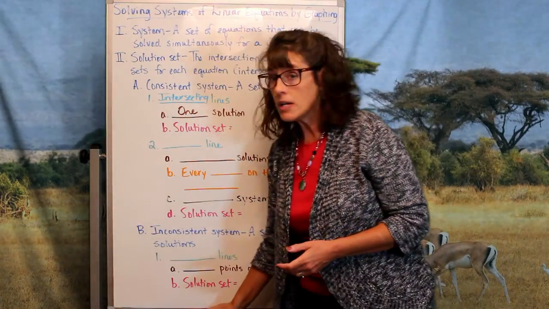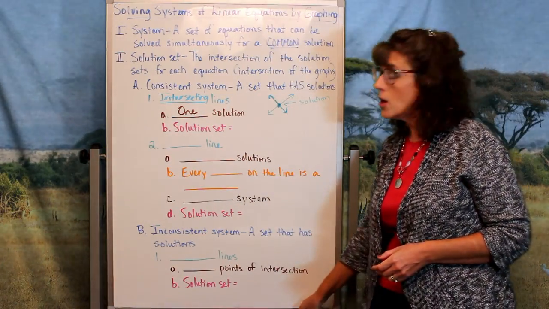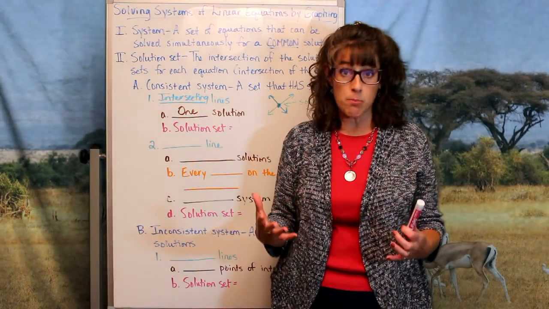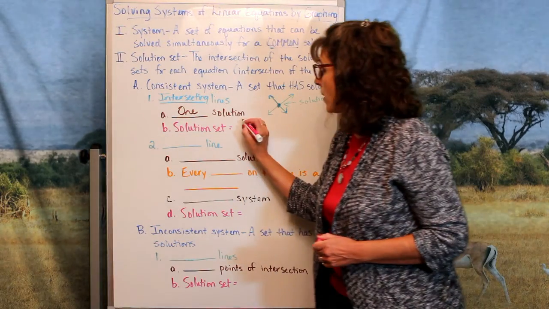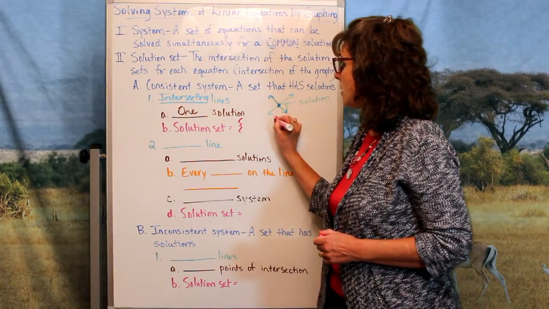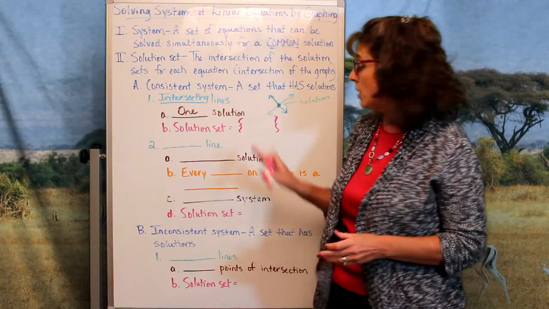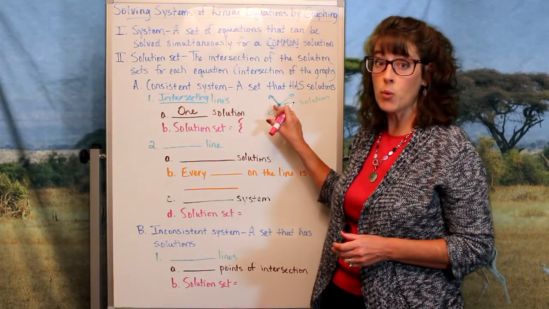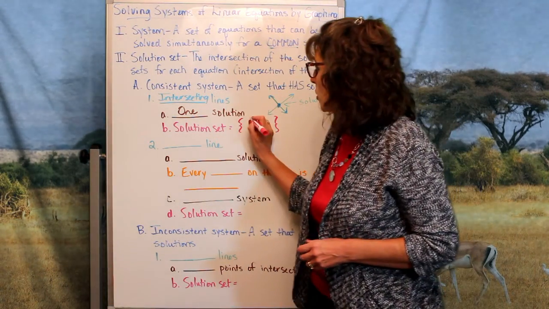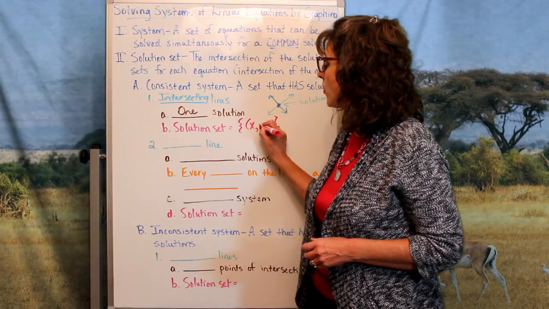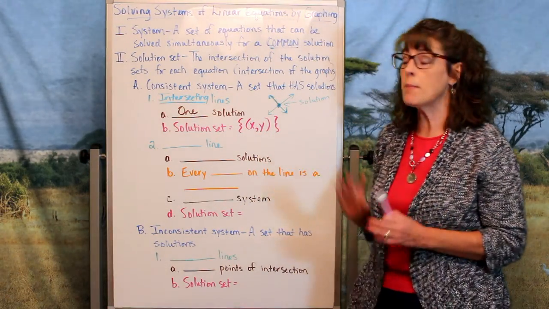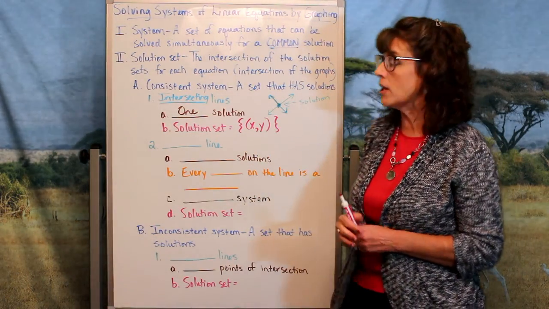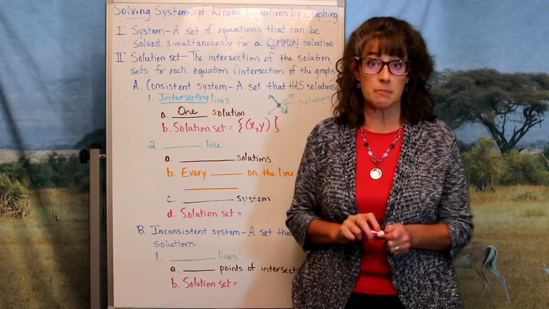Now, how do we express that solution set? Well, that solution set has a point in it. We always use braces to indicate that we're talking about a set. And what we're going to put in this set is that point, or its coordinates. Whatever those coordinates are for that point, I'm not going to always put an x, y, but whatever the coordinates are, they will go in there. That will be my solution set.